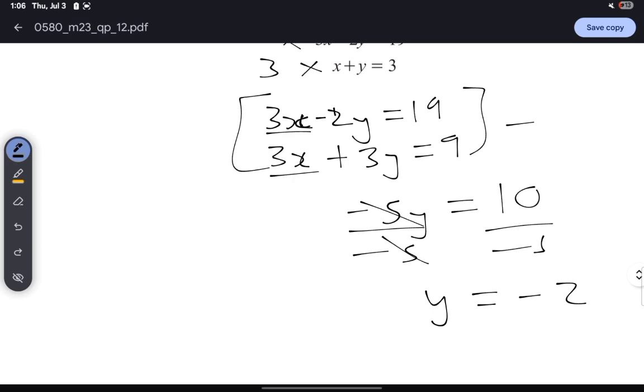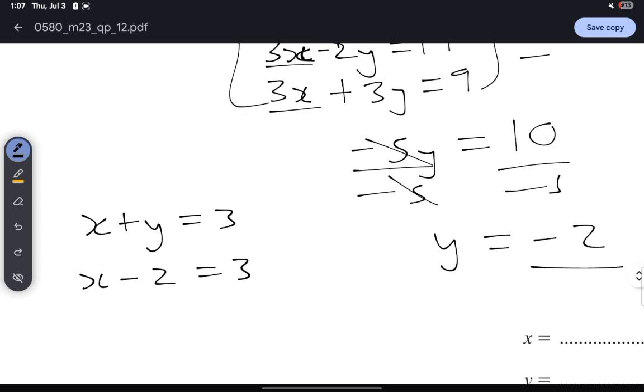Then with this value of y, after getting our value of y, we're going to substitute it back into any one of the original equations. So I'll choose x plus y equals 3. So we're going to say x, then in place of y we're going to use minus 2. x minus 2 is equals to 3, right? Then x is equals to, taking this minus 2 to the other side, it becomes plus. So 3 plus 2, that's 5.